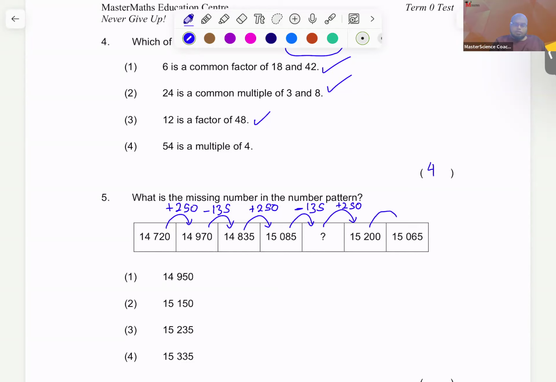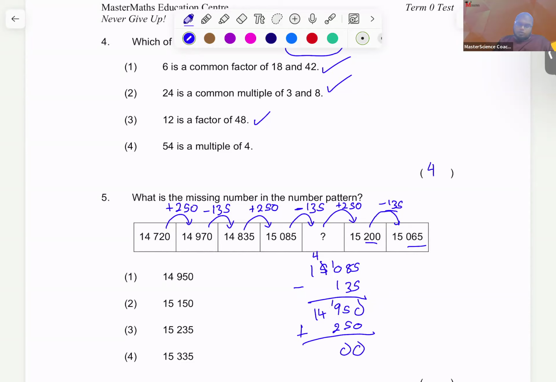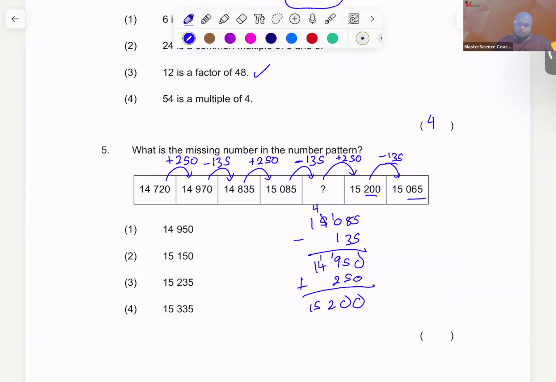15,085 minus 135. 8 minus 3 is 5. I must borrow one here. 14,950. Then I try to plus 250. See, do I get the 15,200 or not? Plus 250. The one here, yes, 15,200. Okay, so yes, answer is 14,950.